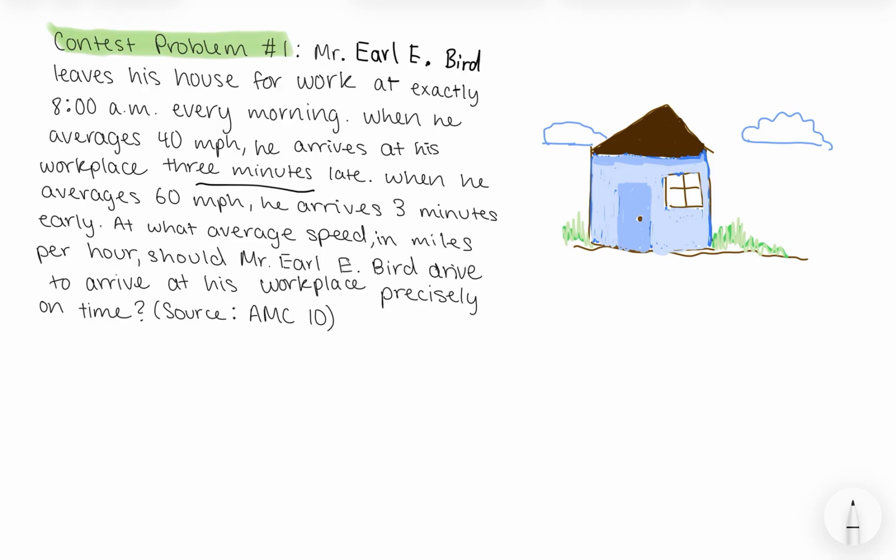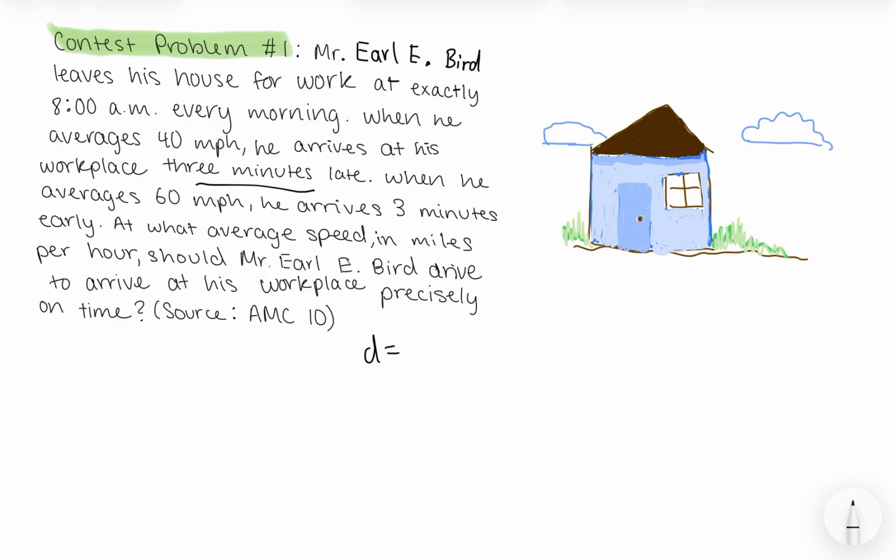Okay, there's a lot of stuff that we just don't know in this question, but we're still going to be able to figure it out by having two different equations. We have two different rates, so that's our clue that there's going to be two different equations. We don't know the distance from his house to work, so we're going to leave that as D.